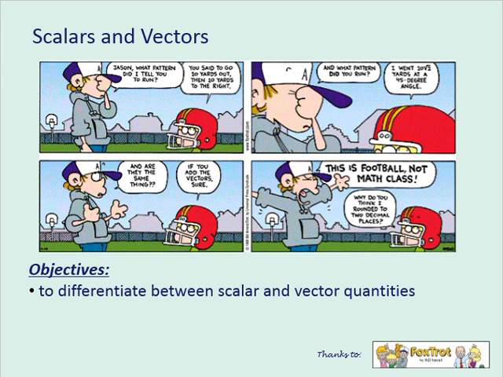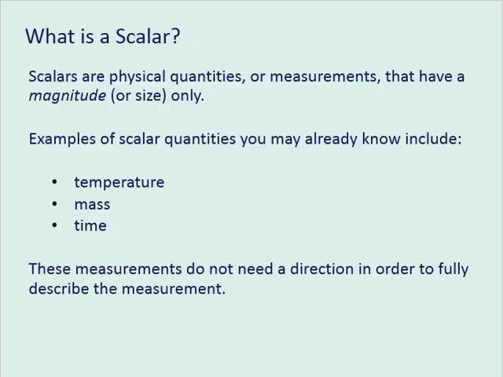We're going to differentiate between what are scalar measurements or quantities and vector measurements or quantities. So you might be asking yourself, well, what are they to begin with? Well, a scalar is a physical quantity or a measurement that has a magnitude or size only. That's a big fancy word, that magnitude, and we use it a lot. But if you just remember, it simply means the size of something or how big something is.